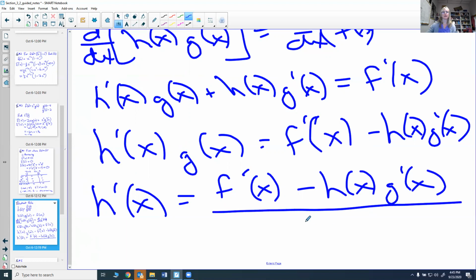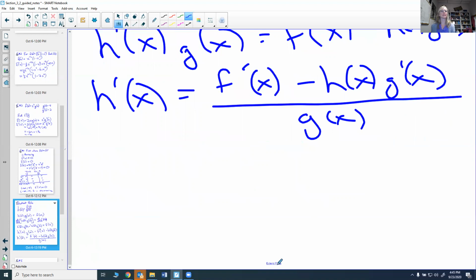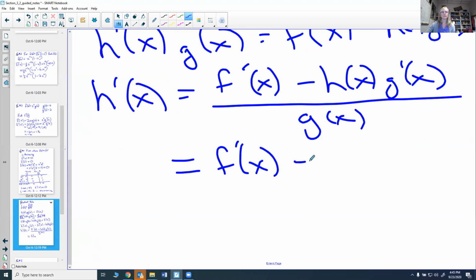So I divided that by g of x. So there is what h prime equals. The only problem is it involves h. It'd be really nice not to have it involve h. It'd be really nice to know what that is without that silly h, which we don't know what that is, in there. So let's put back in what h of x was. Remember, h of x was f of x over g of x.